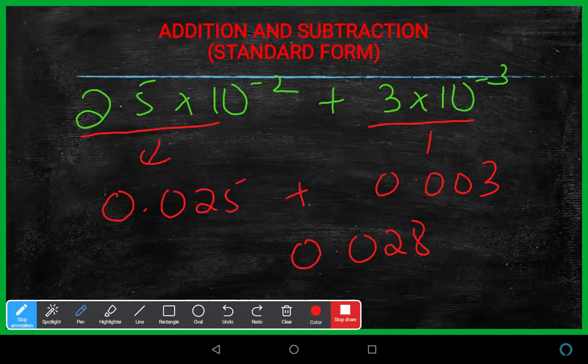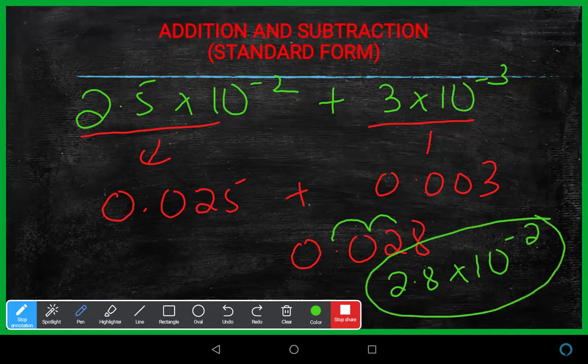So now you have to convert into standard form. So you have to move right 1, 2. It will become 2.8 multiplied by 10 to the power minus 2. So I hope you understand how we can add and how we can subtract in standard form.